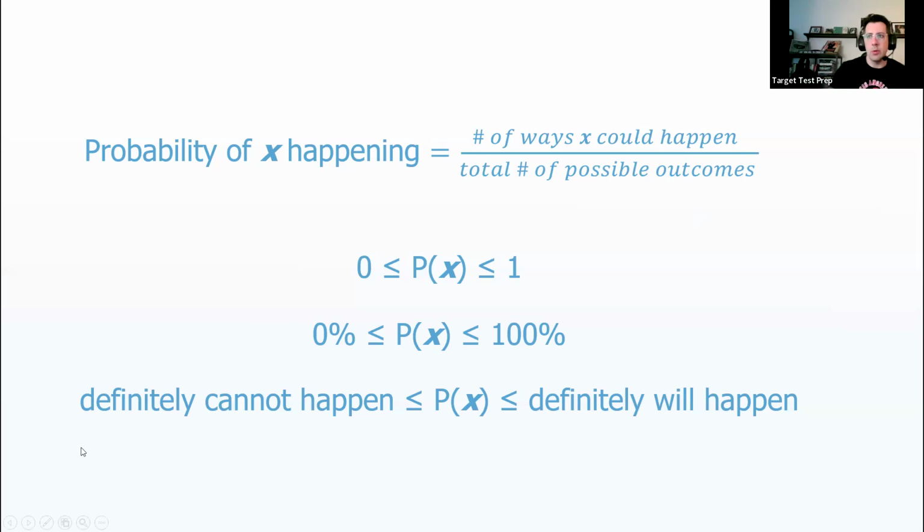A probability of 0 is the lowest probability number, which would be it definitely cannot happen. And a probability of 1 would mean it absolutely will happen. Nothing else can happen. It's going to happen with 100% certainty. So all probabilities are between 0 and 1. There are no negative probabilities, and no probabilities greater than 1.